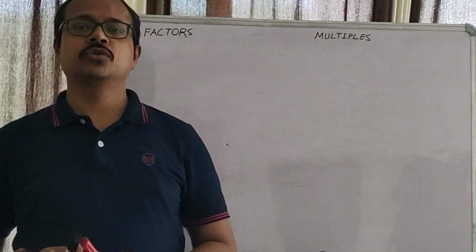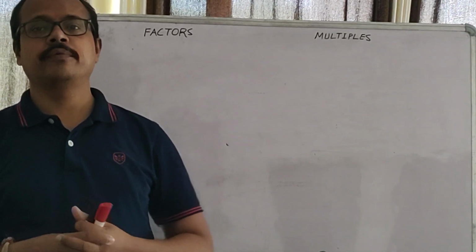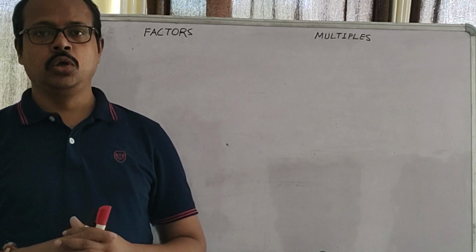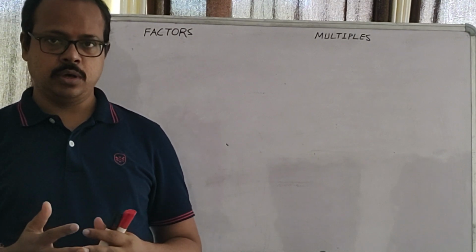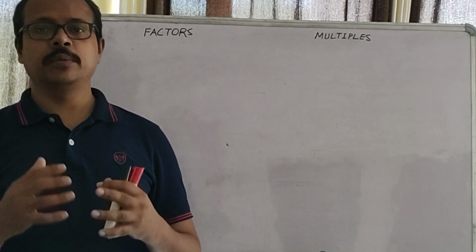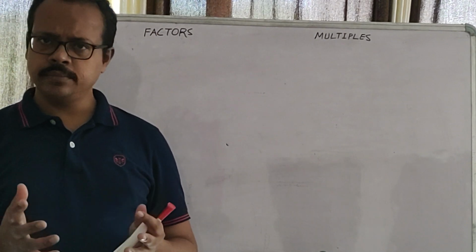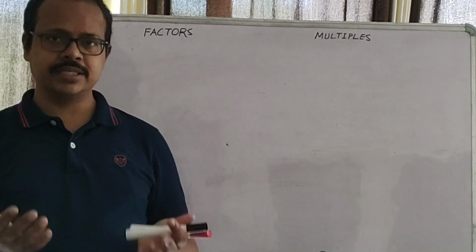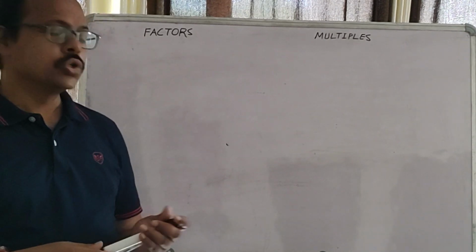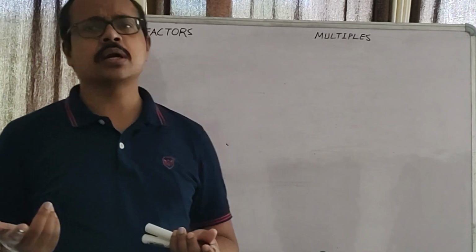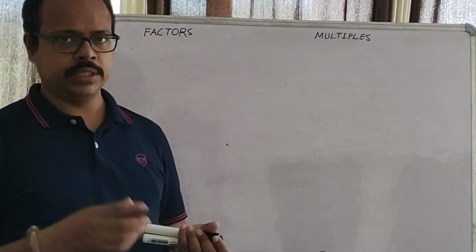Yeah, hi guys. So today we are going to talk about factors and multiples. So we will see what is a factor of a number, what is a multiple of a number, and are they the same or are they different? What are the differences basically? We'll see. So for example, let us start by taking a number as an example.